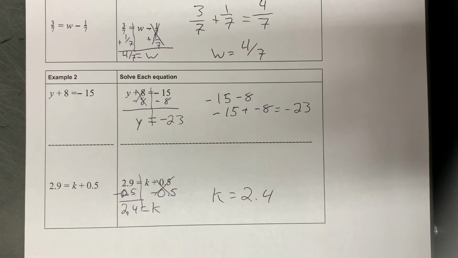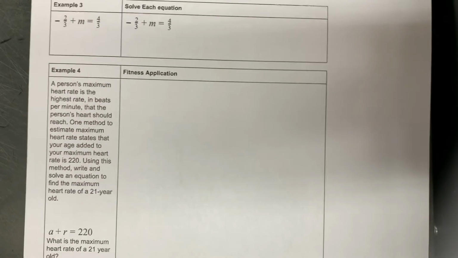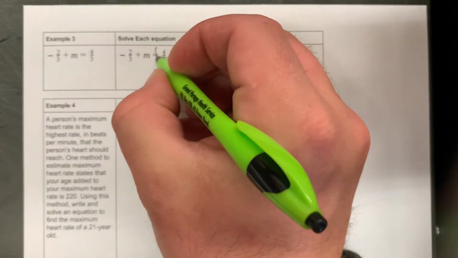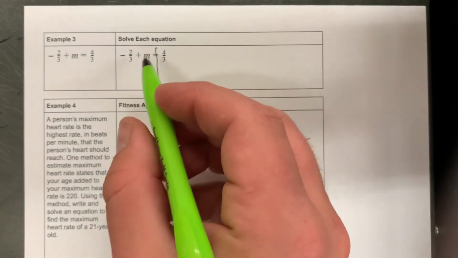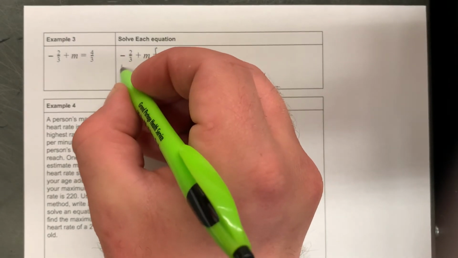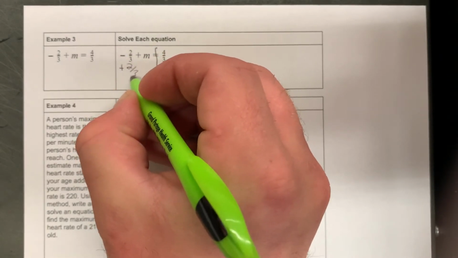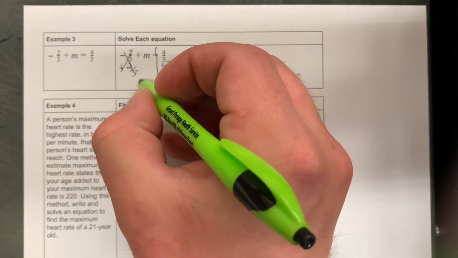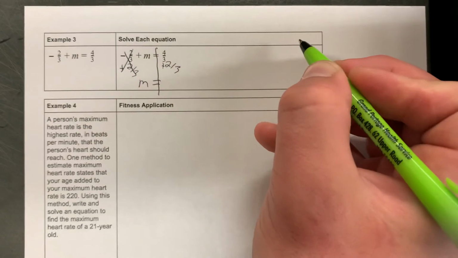Flipping over to the next page in your guided notes, we're going to do example number 3 at the top. Sometimes we're going to have fractions that are also negative. So again, I'm going to follow the same concept: what I do to one side of the equal sign, I have to do to the other. I need to add 2/3 to each side to get rid of a negative 2/3. These cancel out. I'm left with m on this side of the equal sign.